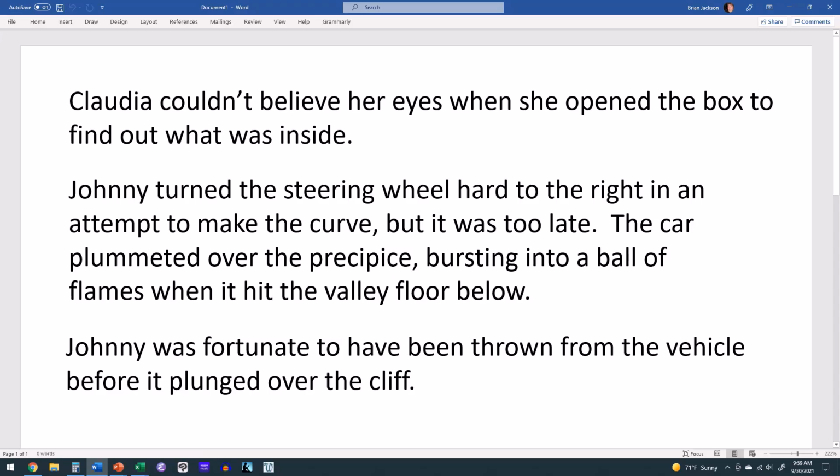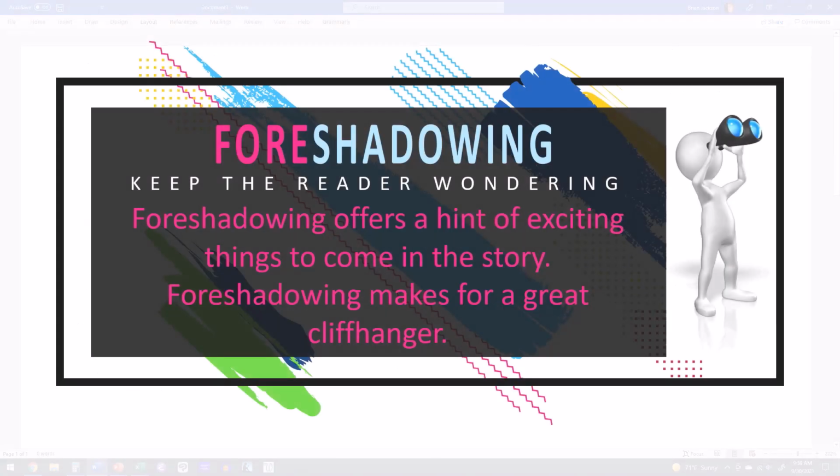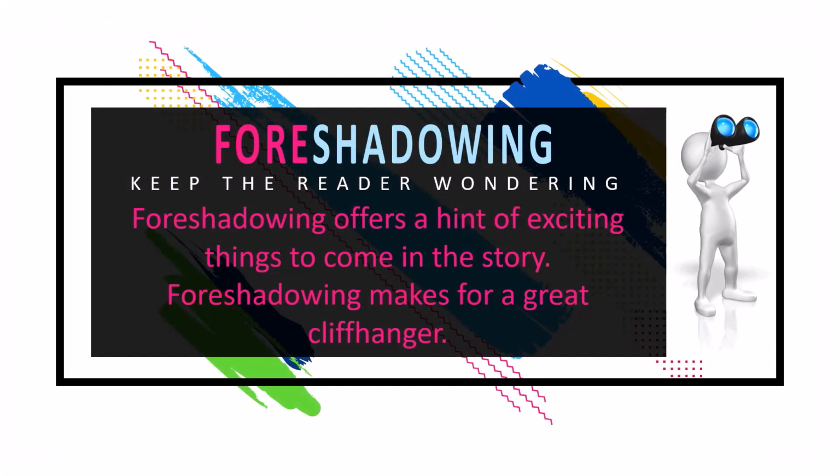End every chapter with a cliffhanger so that the reader will be prompted to continue on reading with the next chapter. Next, we're going to look at foreshadowing, a technique that can be used as a cliffhanger, but there are other applications. It involves alluding to exciting things to happen in your story in the future.